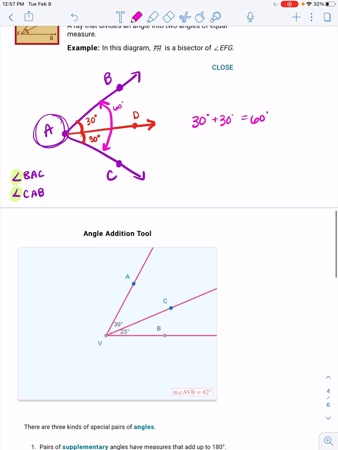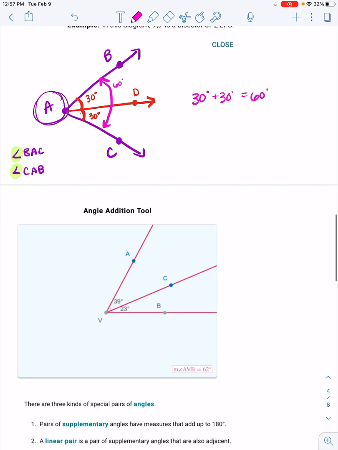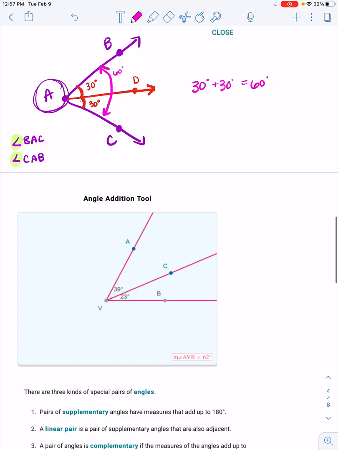Okay, and that's what this is talking about right here. This is called the angle addition tool. In Apex, you can manipulate this. You can change where point A is, you can change where point C is. But the big idea is that whatever your angles are, like this angle right here and this angle right there, if those aren't congruent, that means the ray in the middle is not a bisector. It's not exactly in the middle. It's just inside the big angle somewhere.